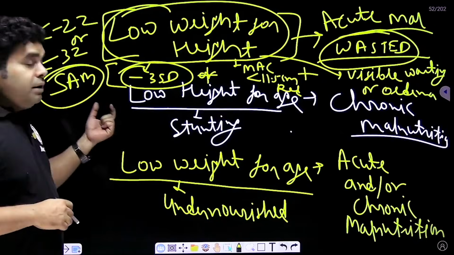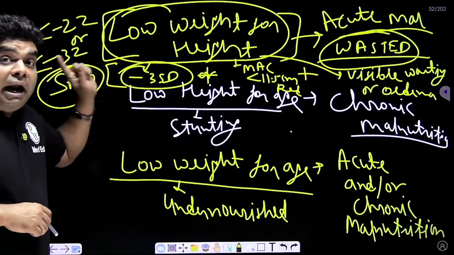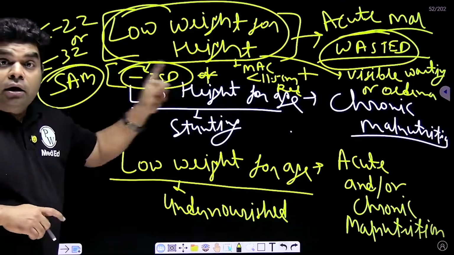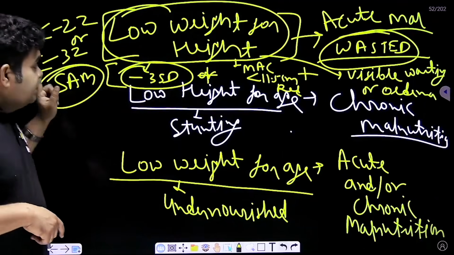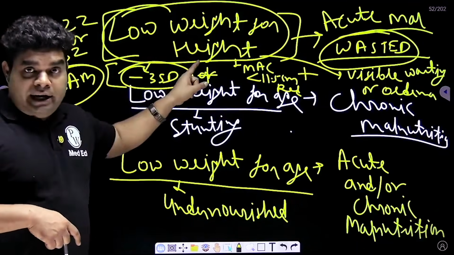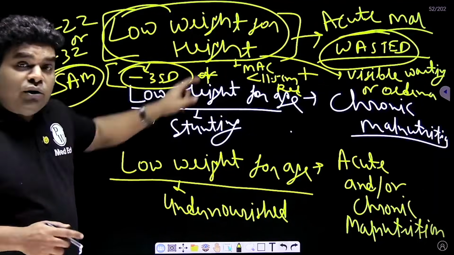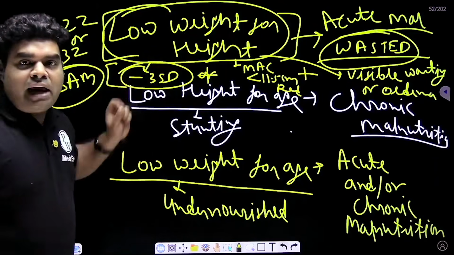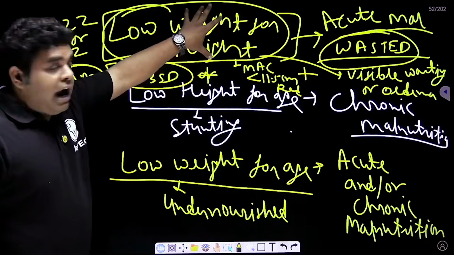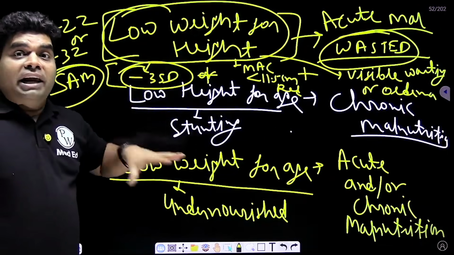So SAM is less than -3 Z score for weight for height. Very frequently asked question. SAM is less than -3 Z score, weight for height. SAM has nothing to do with height for age or weight for age. It is only weight for height. Why do we use the criteria of weight for height for SAM? Because weight for height is not dependent on age.